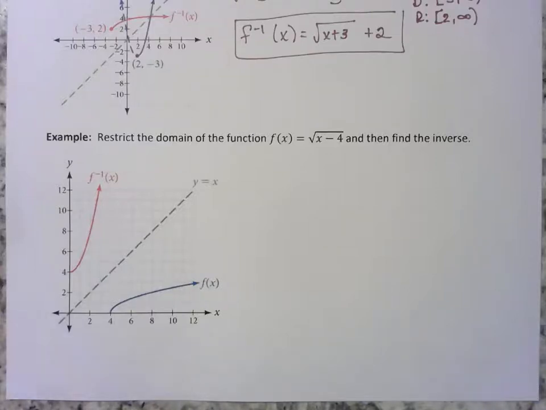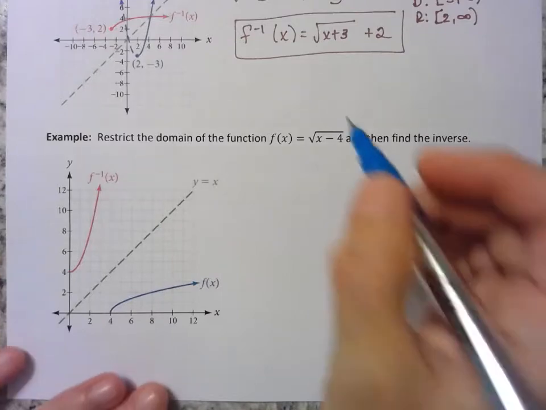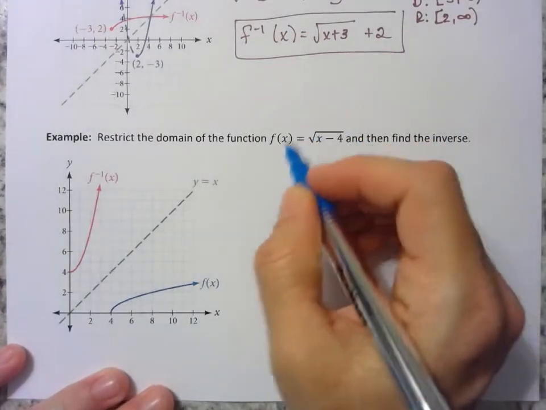Let's look at this next one. Restrict the domain of the function f of x equals the square root of x minus 4 and then find the inverse. Well, what is the domain of this function?